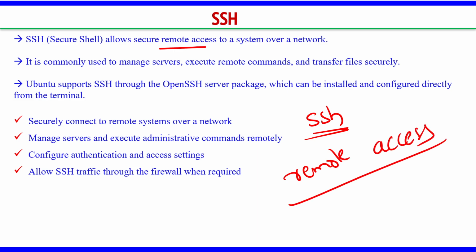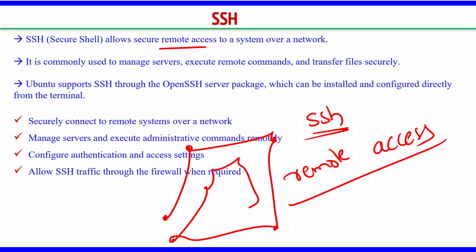Remote access means if there are some 10 systems connected in a network, like this, this is your system. You can access this system from another system also. I think you are aware of this remote desktop connection. In the same network, I can access my system from another system. For that, SSH, secure shell, should be enabled.